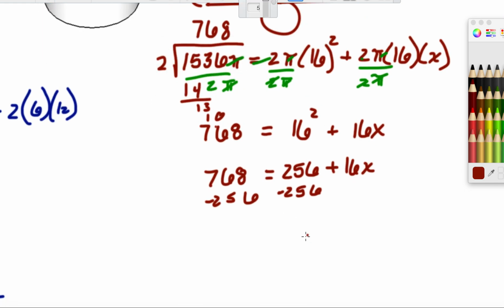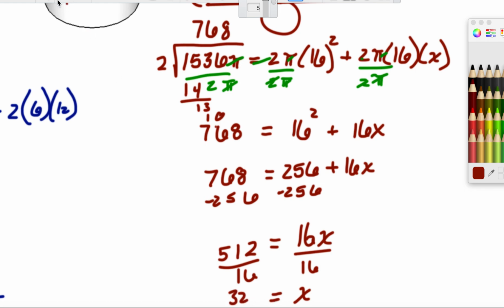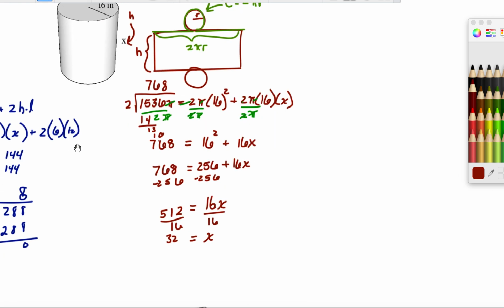And I get 16x equals 512. Is that right? So 2, 1, yep. I'm going to divide this by 16. And let's see, 512 divided by 16. And for brevity's sake, let's just use a calculator. That's right, it's 32. 32. 32 what? 32 inches.